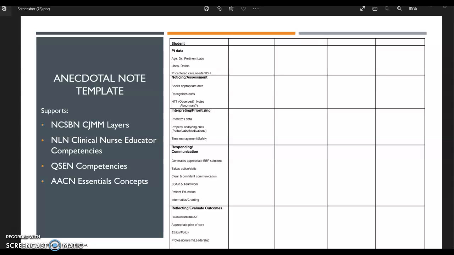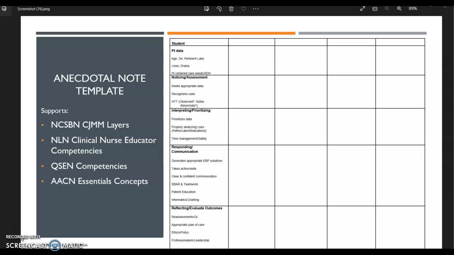For the purpose of this professional development training, an anecdotal note template was created by the researcher and should not be used without permission. This particular anecdotal note template is based off of the most current research in nursing education.